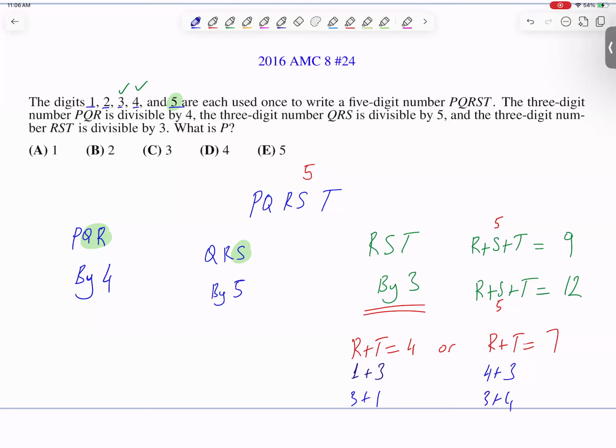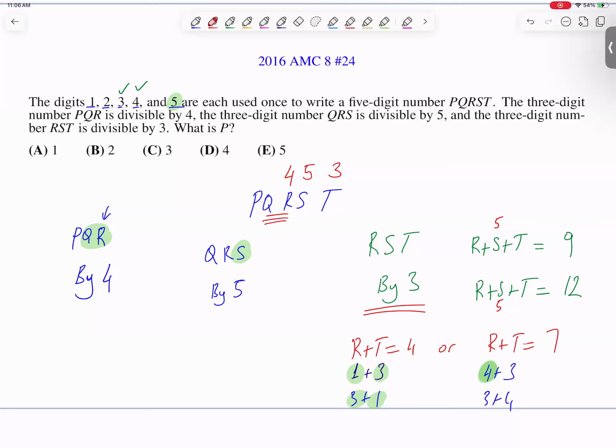If we look at PQR, this part is divisible by 4, then QR, this R has to be an even number, like 12 or 24 or 32. R has to be an even number. And here, 1 and 3 are odd numbers. The only possible value for R then has to be 4. R has to be 4. Then T has to be 3.